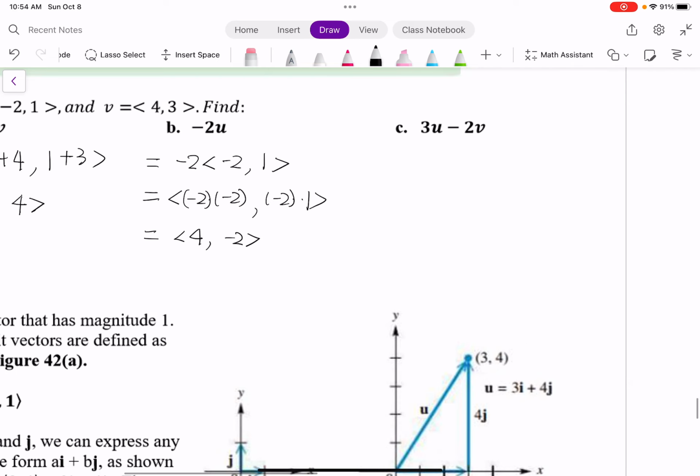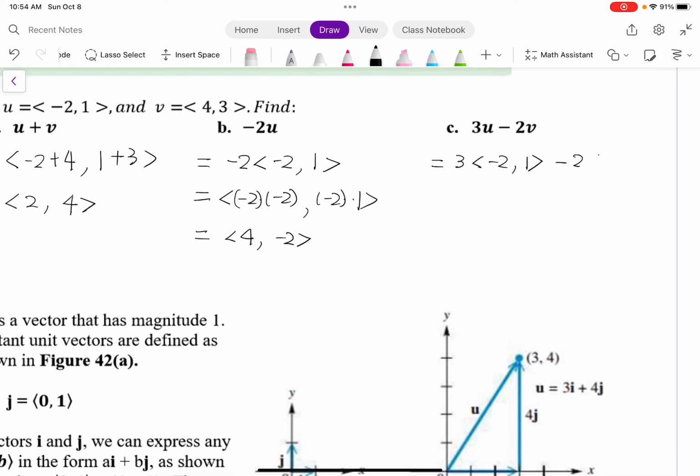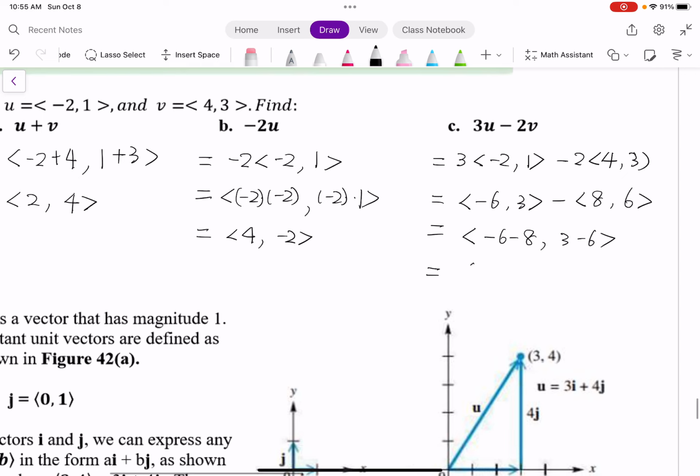How about the next one? 3u minus 2v. What is 3u? 3 times -2, 1 minus 2 times 4, 3. Do the distribution first, multiplication goes first. I'm having -6, 3 minus 8, 6. Do the subtraction: -6 minus 8, 3 minus 6. So we are having -14, -3.